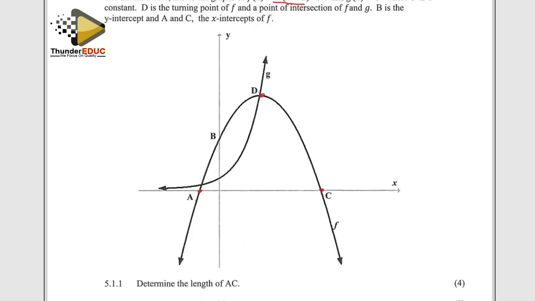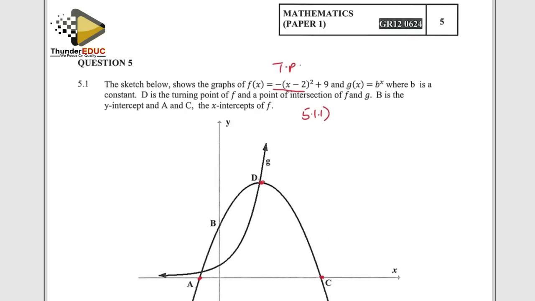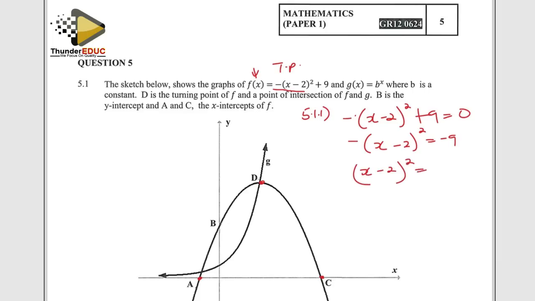So whenever they ask you for the length, we need that distance. And for us to get that distance, we need to know the coordinates of A and the coordinates of C. But C and A are x-intercepts. Along the x-intercept, y is 0. So the only graph that's cutting A and C is f. So I'm going to have negative times (x minus 2) squared plus 9 equated to 0. I can move the 9 that side just to make it quick for me. I don't want to open the quadratic and all of it. So divide both sides by the negative. (x minus 2) squared is equal to positive 9.